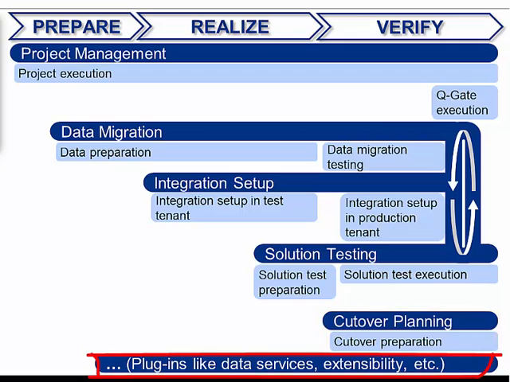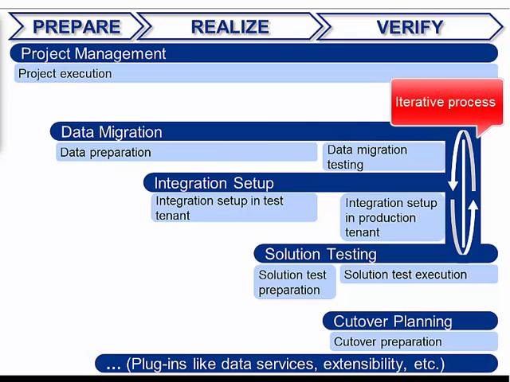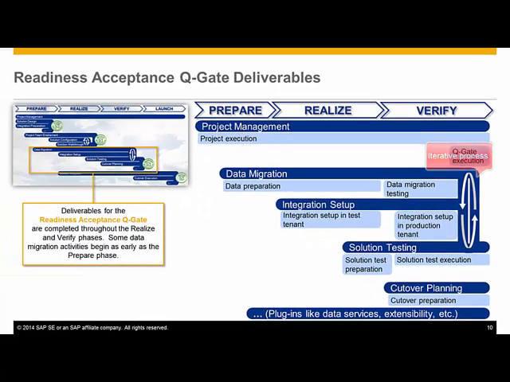An example of a plugin for the Readiness Acceptance QGate is when a customer purchases data services for SAP to perform the data imports. Another example is when a partner builds a custom solution extension for SAP Cloud for travel and expense. Here again, an agile approach allows for several iterations of data migration, integration setup, and solution testing prior to executing the Readiness Acceptance QGate. All testing issues must be resolved or an alternative solution identified prior to executing the QGate.